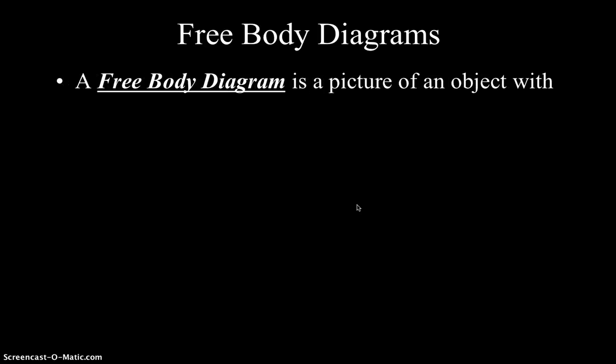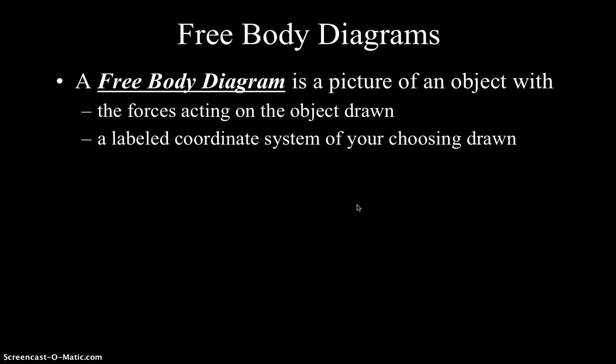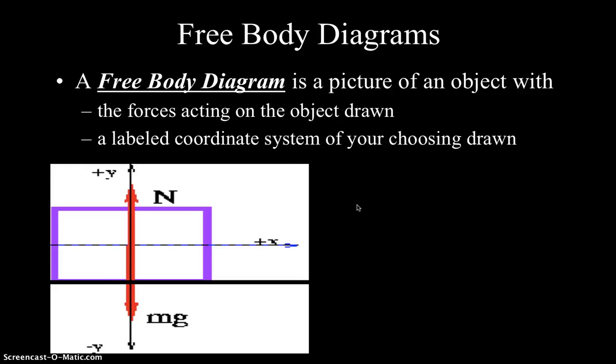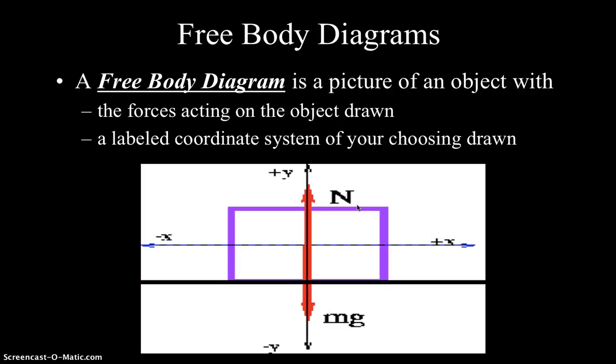It's basically a picture of an object with all the forces acting on the object drawn to it using arrows. Arrows, again, are an indication of a vector, because the length will be the magnitude, and the arrow direction is the direction of that vector. So a free body diagram is a way to put all the forces onto the object, and you will be able to see what's going on.